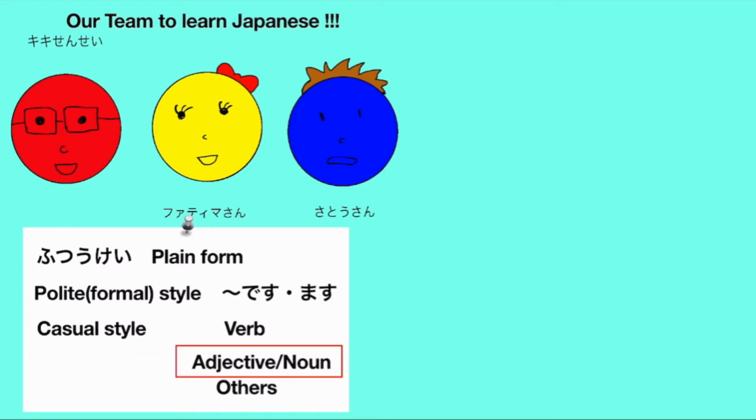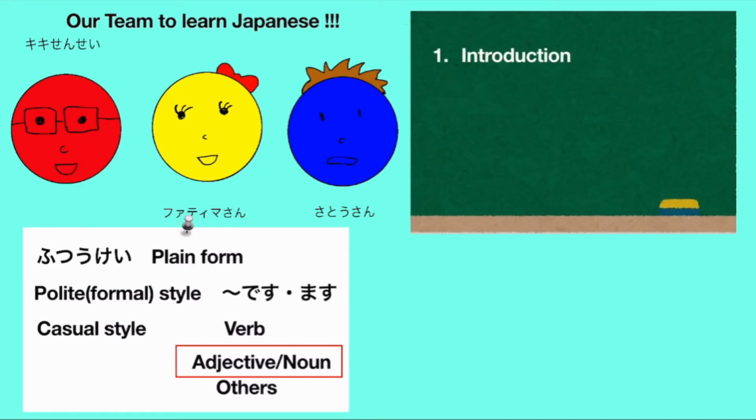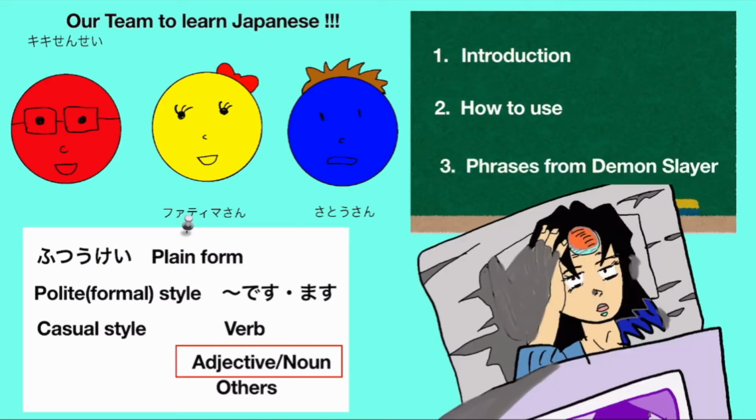So today's agenda: first, introduction. I'm going to introduce plain form of adjectives and nouns. Second, how to use it in a conversation between Fatima-san and Sato-san. And third, phrases from Demon Slayer. So let's get started.